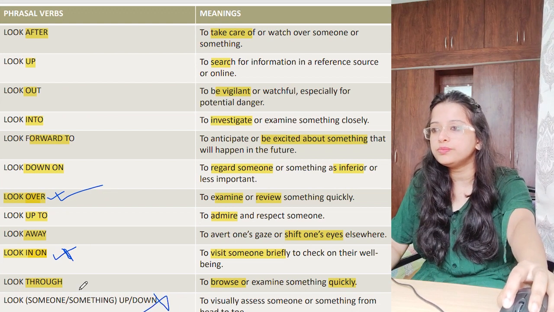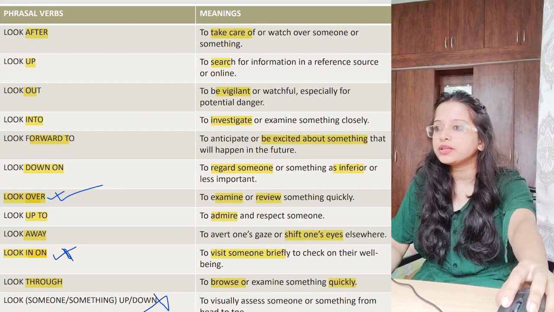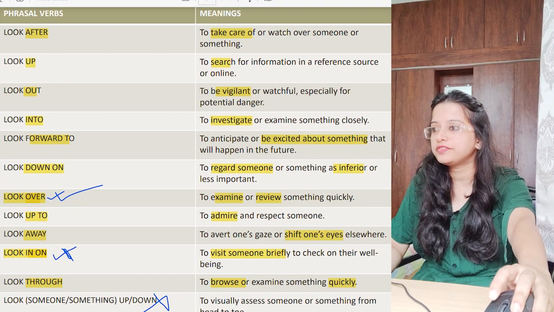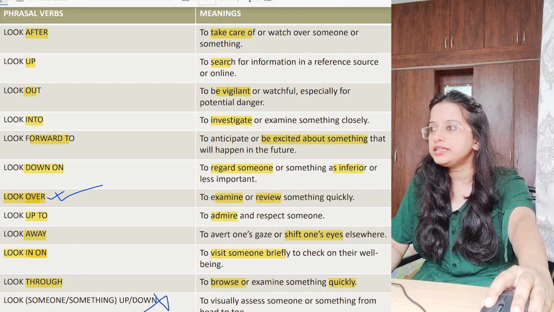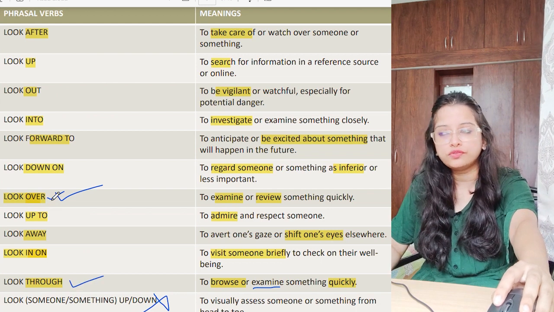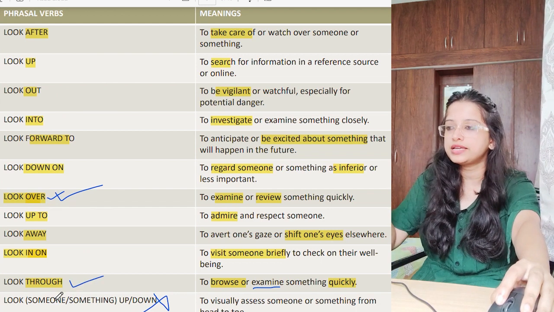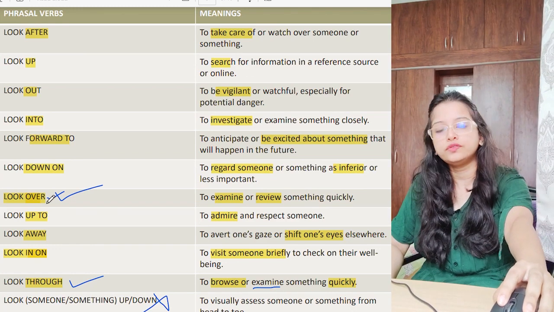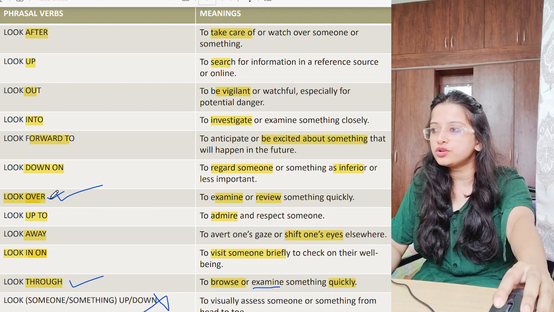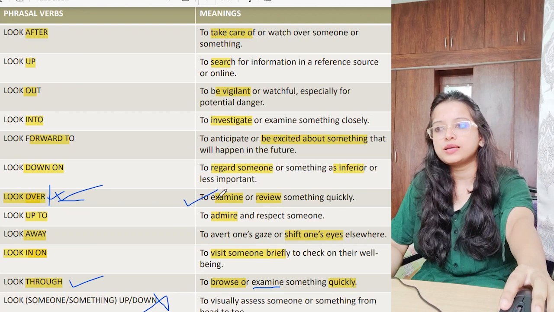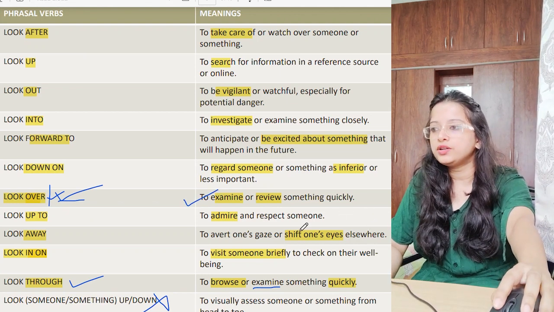Look through means to browse quickly, right? So, sorry, it's my mistake, very sorry, this is not the one. Actually these two are, look over is also to examine and look through is also examine, right? So you can choose any one. You can use look over also, you can use look through also. If a sentence is given look dash, if the meaning is to examine quickly, you can either write over or through, both are correct. So giving a slash also you can write through. Look over slash through, meaning is same, to examine or to review something quickly, right, same. And you can ignore the last one, right.